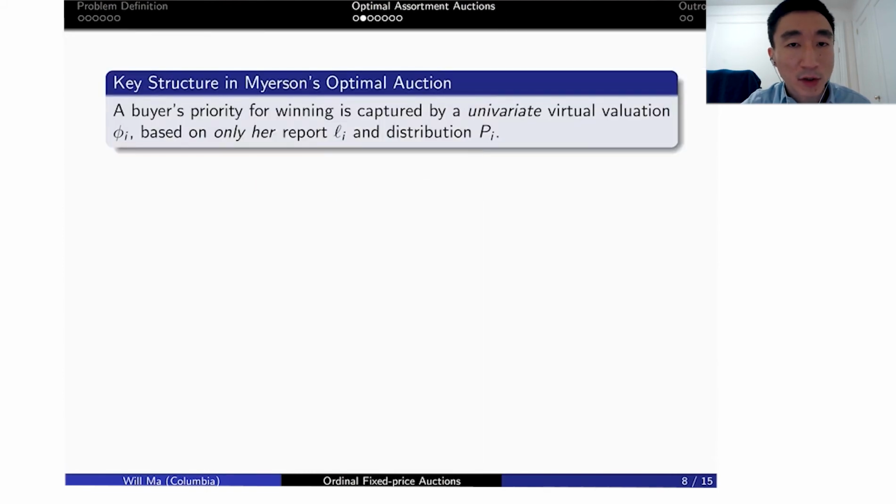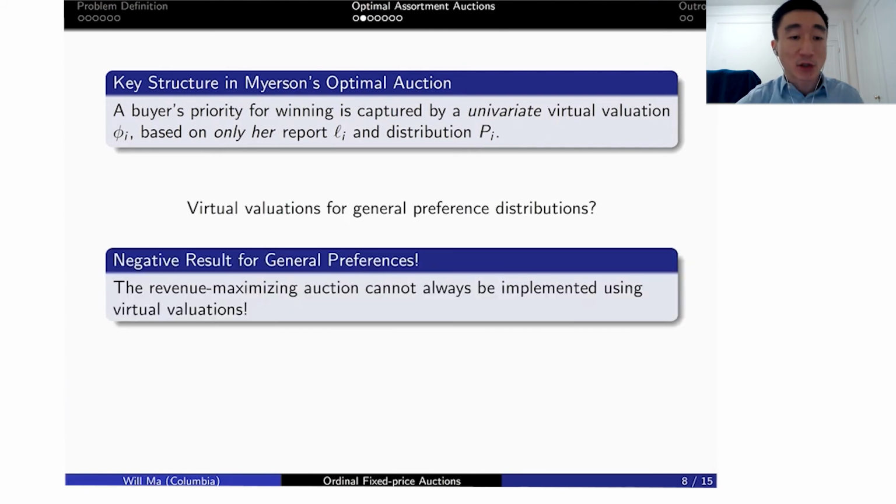Okay, so the key structure in Myerson's optimal auction is that a buyer's priority for winning the auction is captured by a univariate virtual valuation, which you compute only based on what they report and what their prior distribution is. It doesn't depend on how many buyers there are, what the other buyers' reports or distributions are. So our first result is that we show that if you try to take such an approach for general preference distributions, it actually doesn't work.